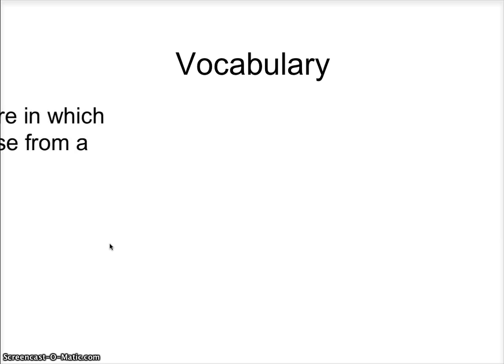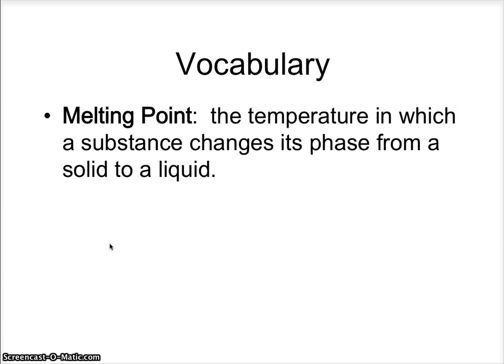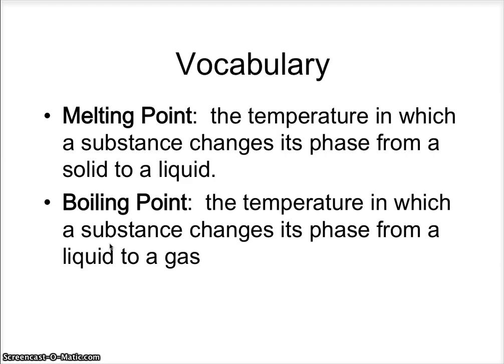Okay. So a couple of vocabulary. Melting point. At this point, you probably already know what melting point is. It's the temperature at which a substance goes from a solid to a liquid. And a boiling point, which is the higher temperature, is generally the temperature at which a substance changes its phase from a liquid to a gas.